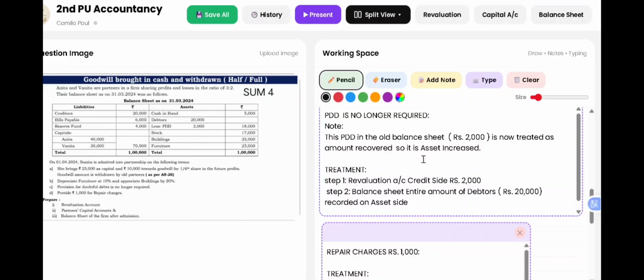So therefore this PDD in the old balance sheet, rupees 2,000, is now treated as amount recovered, as it is an asset increased. So since the asset is increasing, first we will record it in the revaluation account credit side, rupees 2,000, and when we have to record in the balance sheet, the entire amount of debtors 20,000 will be recorded in the balance sheet and no PDD will be deducted. Therefore the entire amount of 20,000 should be recorded in the balance sheet on the asset side.